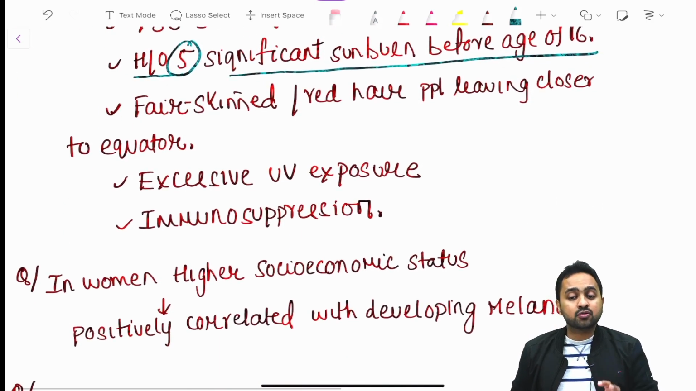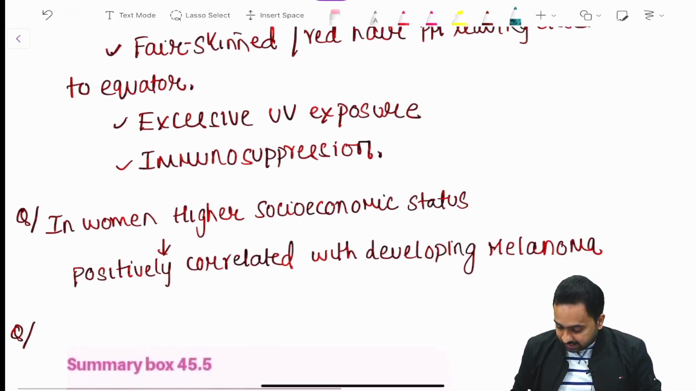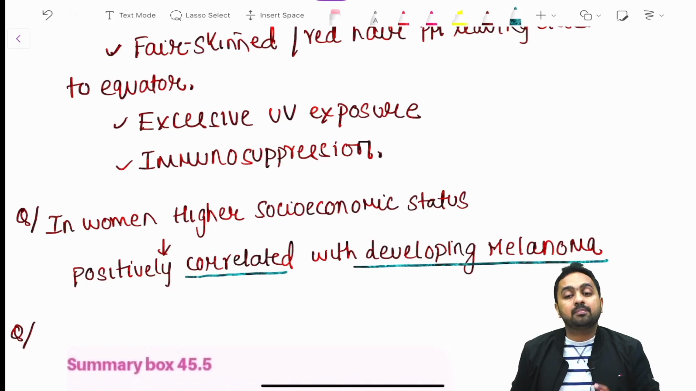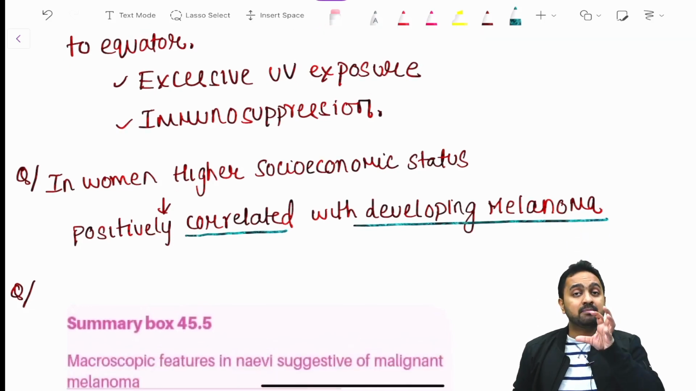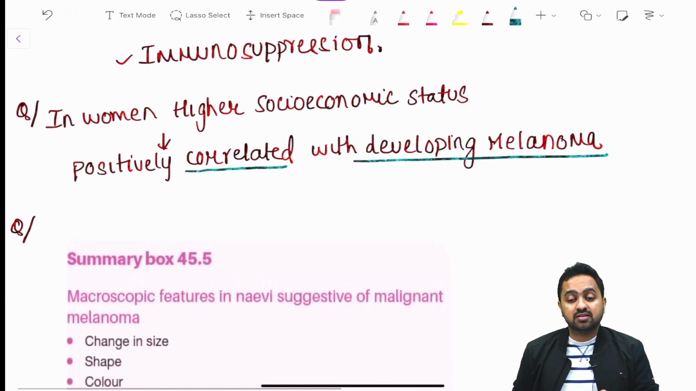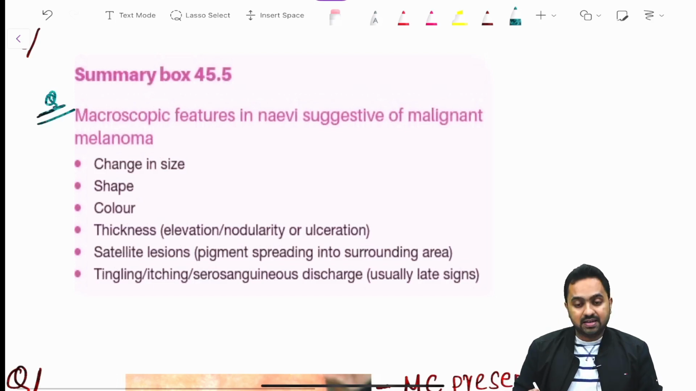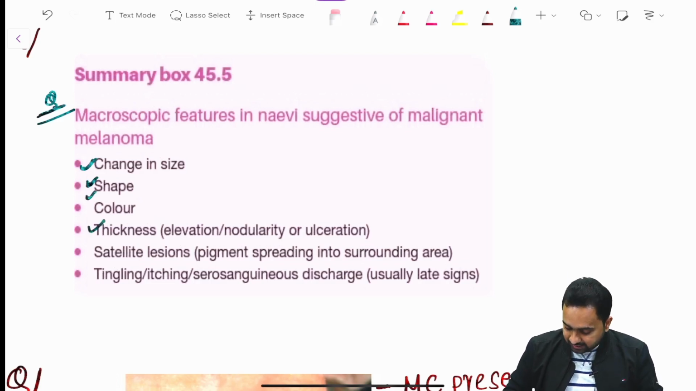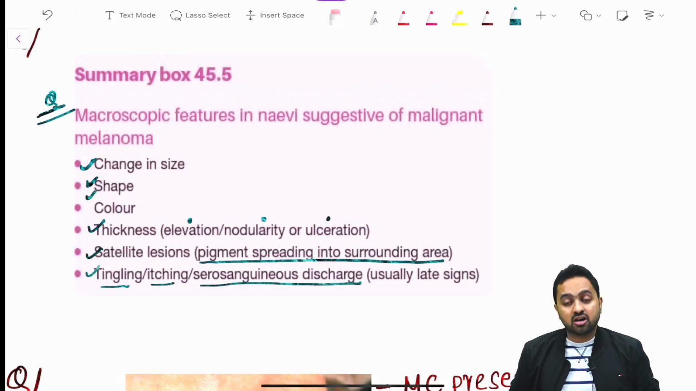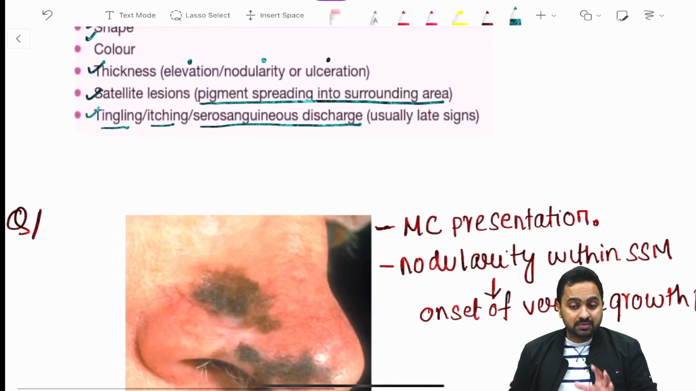Now in women with higher socioeconomic status, it has been noted that there is a positive correlation with developing melanoma. Then what are the macroscopic features in nevi which are suggestive of malignant melanoma? So this is an important box from your Bailey and Love. It includes change in size, shape, color, thickness, that is elevation, nodularity or ulceration. Then satellite lesions, which include pigment spreading into the surrounding areas, and tingling, itching and serosanguinous discharge, which are usually late signs. Right.